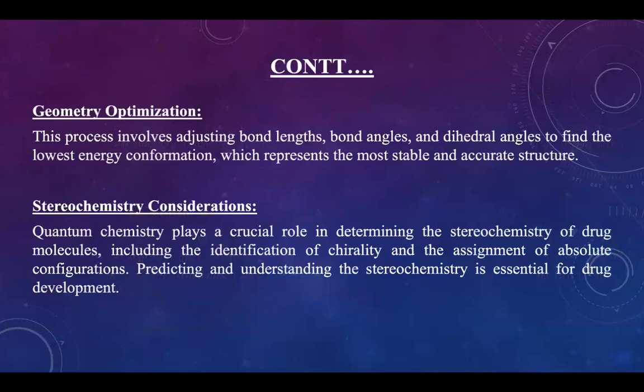Geometry optimization. This process involves adjusting bond lengths, bond angles, and dihedral angles to find the lowest energy conformation, which represents the most stable and accurate structure.